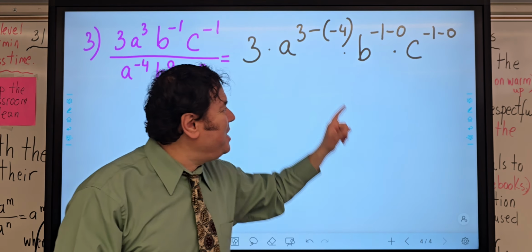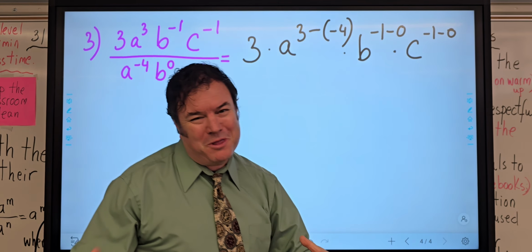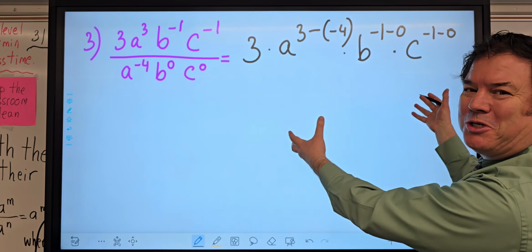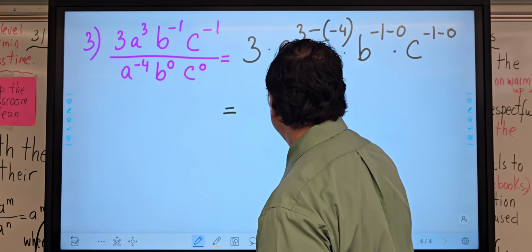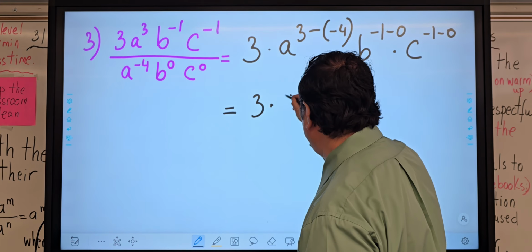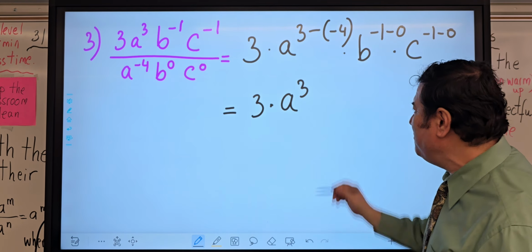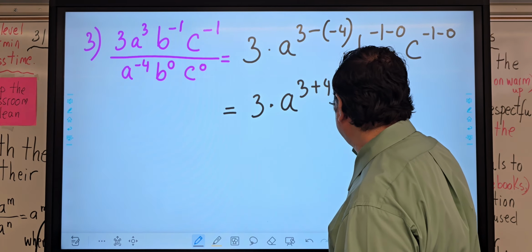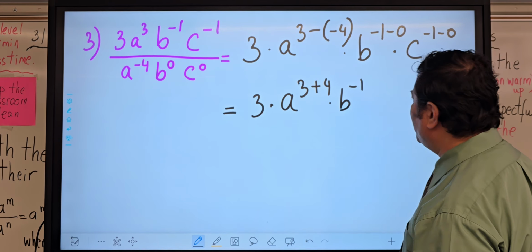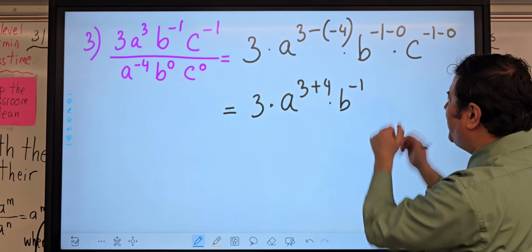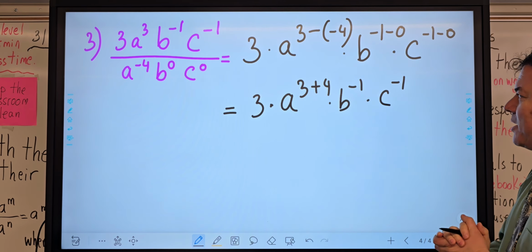Now we know that any number or any variable raised to the power of 0 is actually 1. We know that. But let's still use the laws of exponents and see if we get the answer. Let's see what we get here. So we have 3 times a to the power of 3, negative times a negative becomes a positive, 3 plus 4, times b to the power of negative 1 minus 0 is still negative 1, right? Anything minus 0 is still that thing. And times c to the power of negative 1, because negative 1 minus 0 is negative 1.